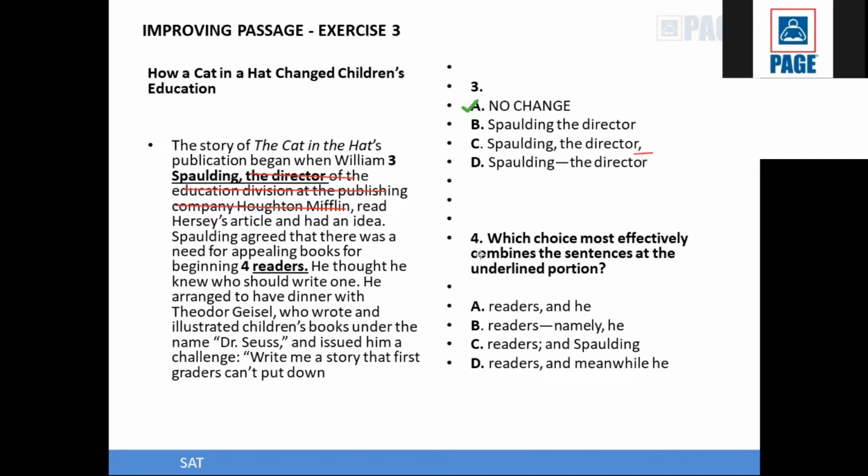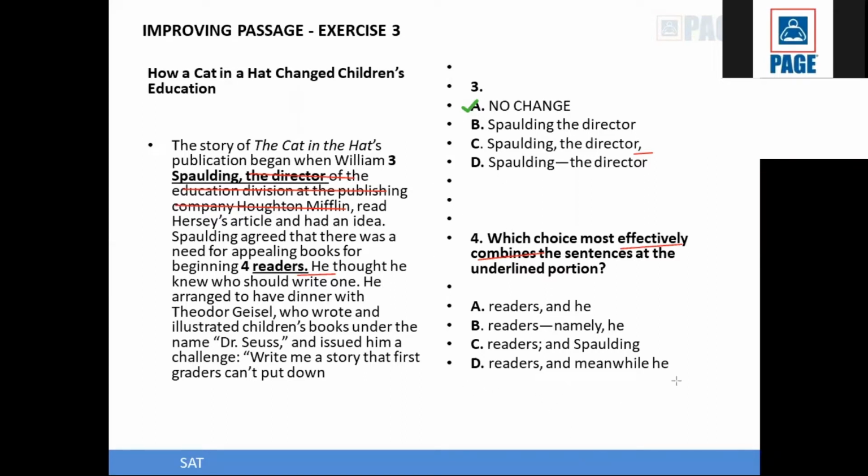Now in the fourth sentence, which choice most effectively combines the sentences at the underlined portion? So we should combine the sentences. After reader, they have given a full stop and they have used He with a capital letter as a different sentence. Now we need to make it one sentence. Which sentence matches?